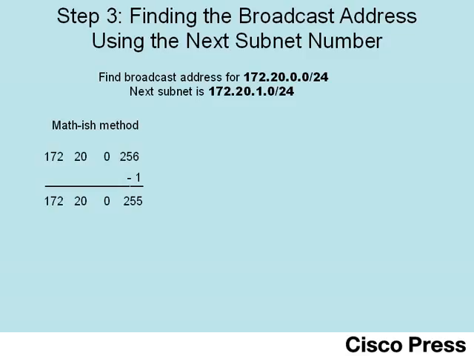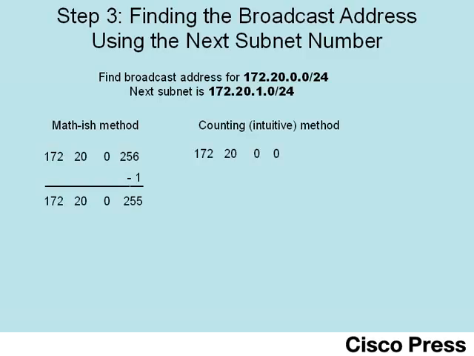So if you like this math-ish method, that's great. You've got a way to find a subnet's broadcast address if you know the next subnet number. If you don't like that one, you could try this one. I call this the counting or intuitive method. You start with the previous subnet number and you just start writing down all the IP addresses in the subnet.